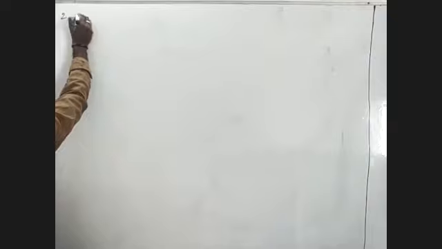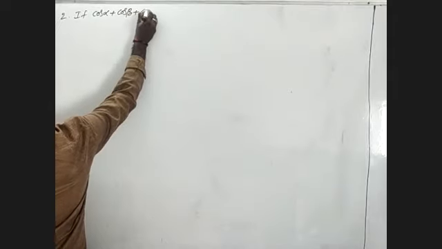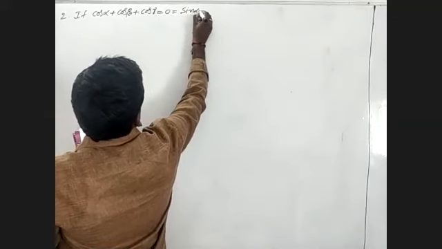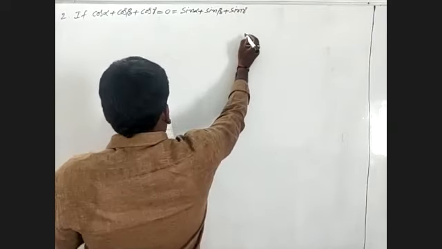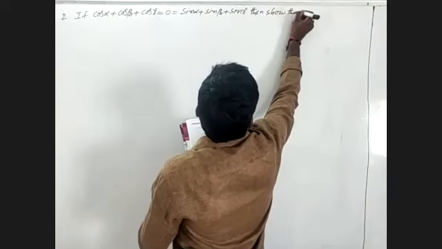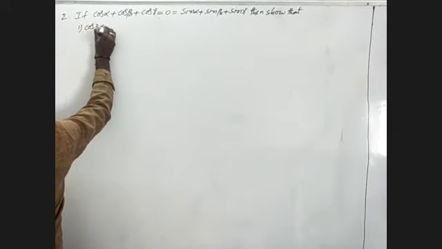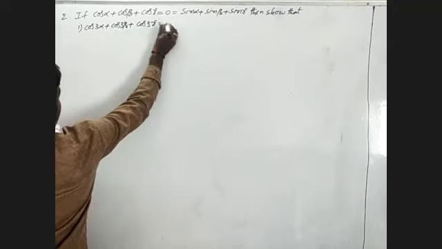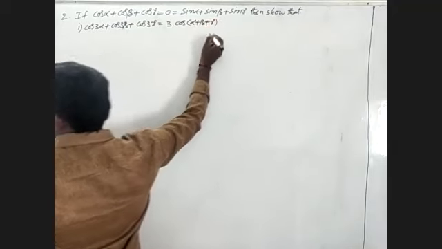Theorem. If cos alpha plus cos beta plus cos gamma is equal to 0 is equal to sin alpha plus sin beta plus sin gamma, then show that: first one is cos 3 alpha plus cos 3 beta plus cos 3 gamma is equal to 3 cos of alpha plus beta plus gamma.